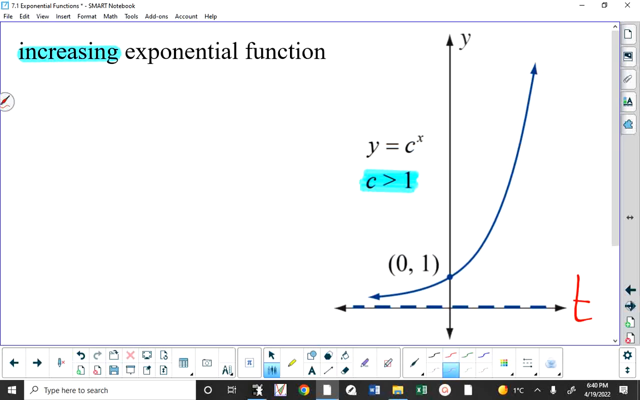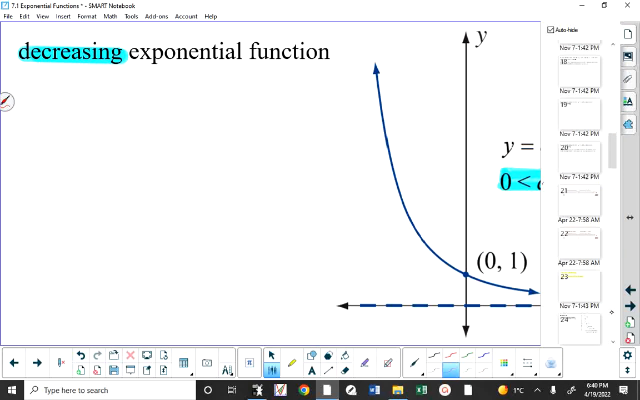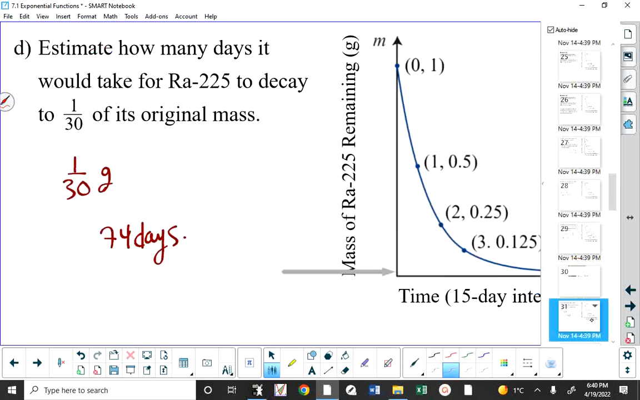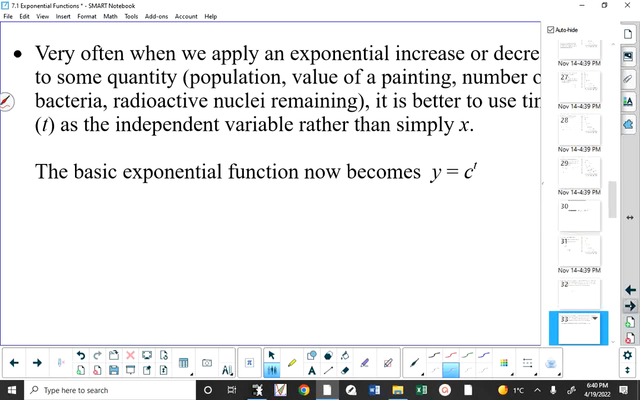If you look at a decreasing exponential function, something is decreasing over time. So that's the first thing to note, is that we take that equation, y equals c raised to the x, and we change it to y equals c raised to the t. Now it starts to make a little bit more sense.